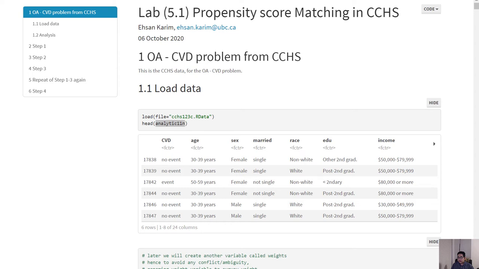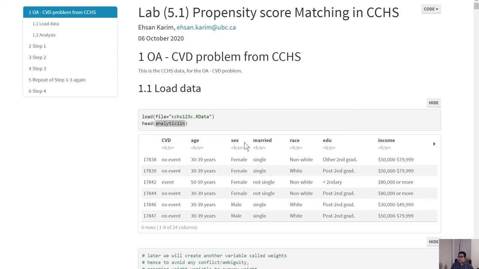Alright, so in this particular lab, I will be talking about propensity score matching in the survey data analysis context. If you are not familiar with propensity score, maybe take a look at the webinar that was posted a couple days ago, and that will give you a very brief introduction to propensity score matching. And now I am going to present about propensity score matching in the survey data analysis.